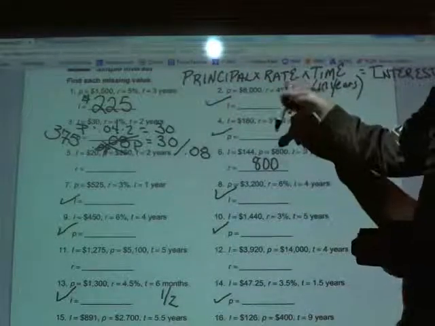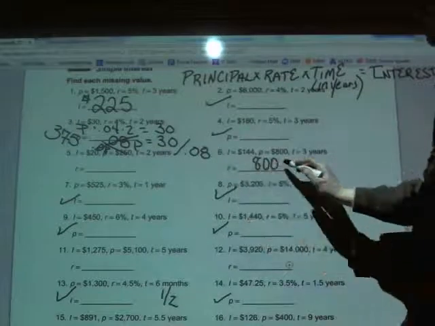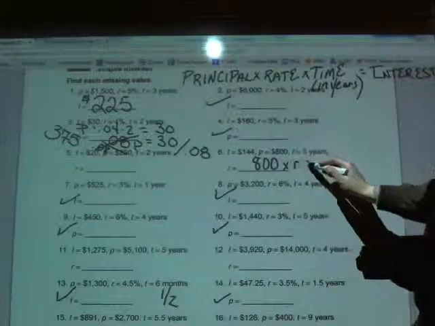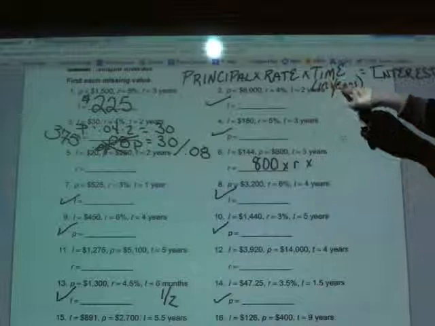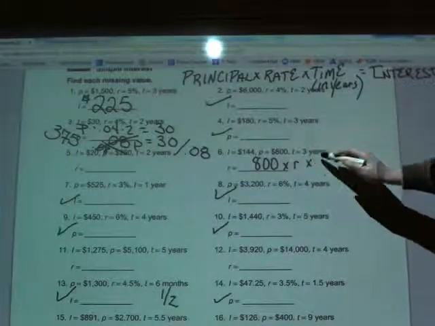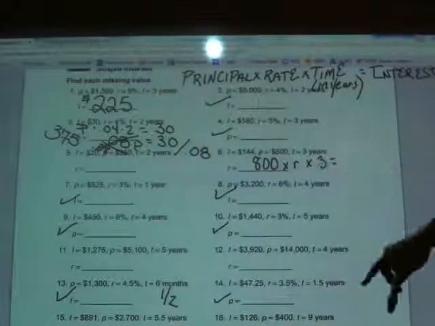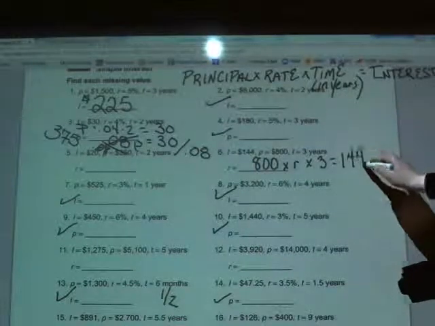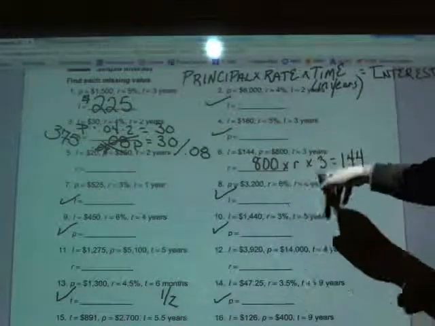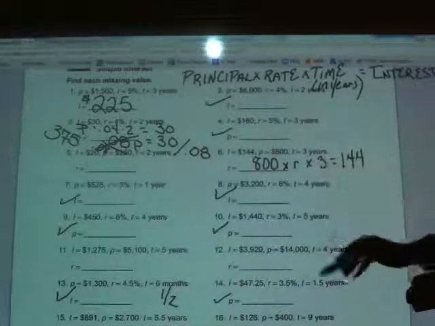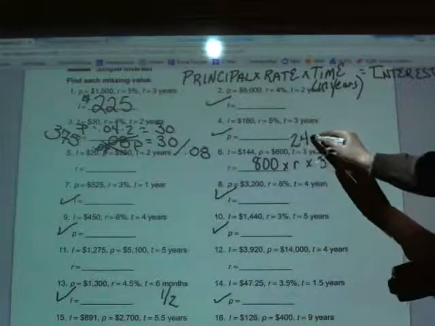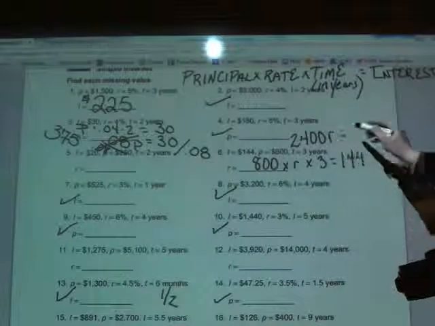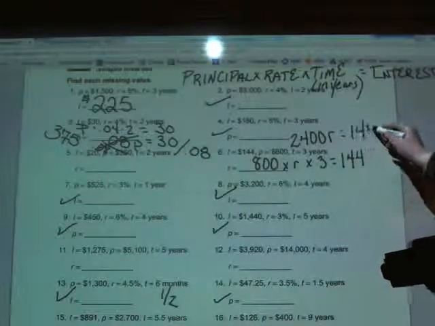The next component is rate, but again, that's what we're finding, so that's going to be my variable R right now. The time in years is the next component, so I'm going to multiply that by 3. And that's going to equal my interest, which is $144. Well, look at this left side. I've got 8 times 3 I can put together. That's easy. That's 2,400. So I've got 2,400 R equals 144.